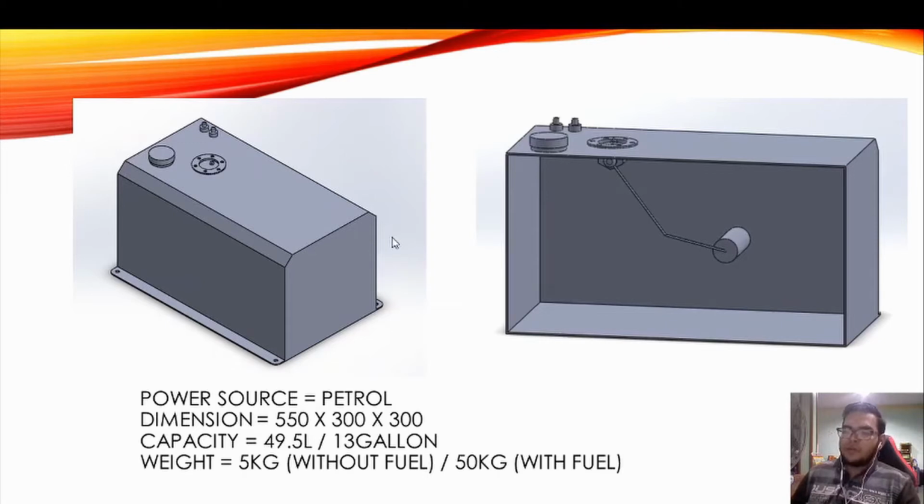The power source we use is petrol. The dimension of this fuel tank is 550 millimeter length, about 300 width and 300 height. Okay, so the capacity for this fuel tank is 49.5 liter. That is about 13 gallon. The fuel tank itself weighs about 5 kilogram without fuel, and with an estimated weight about 50 kilogram with fuel.